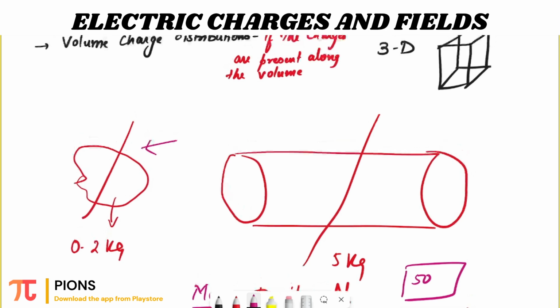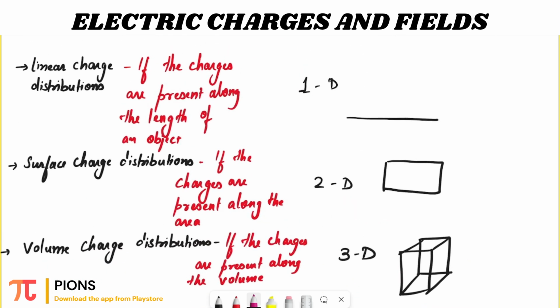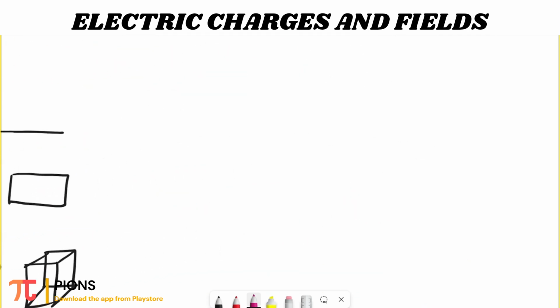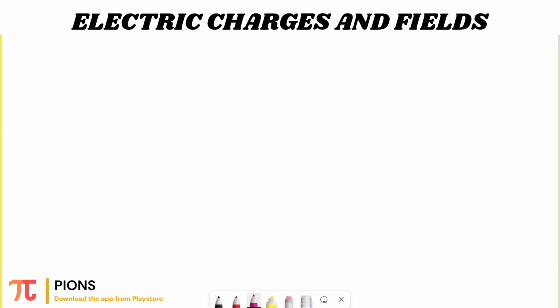Let me come back to our distributions. If you are dealing with linear charge distribution, one prominent factor which remains constant is called linear charge density. Now be very careful. Previously we discussed mass density. Here it is charge density. So linear charge density will be denoted by lambda, and that is nothing but how the charge is distributed in a given length.